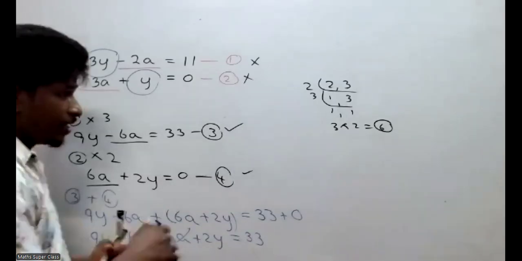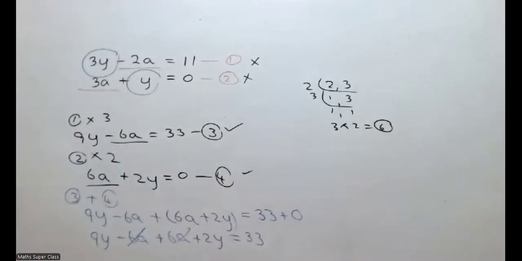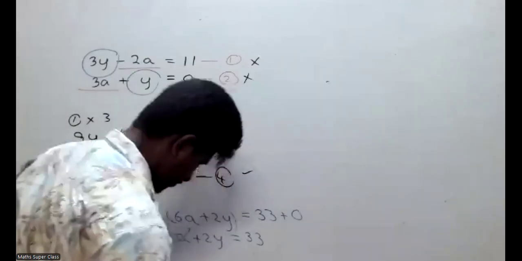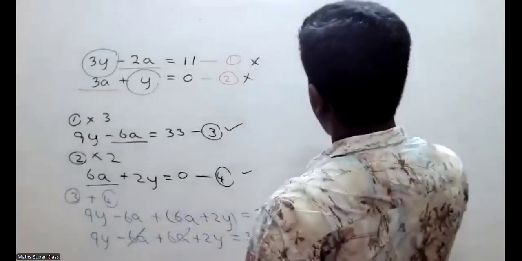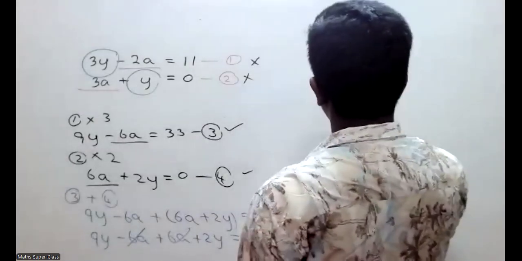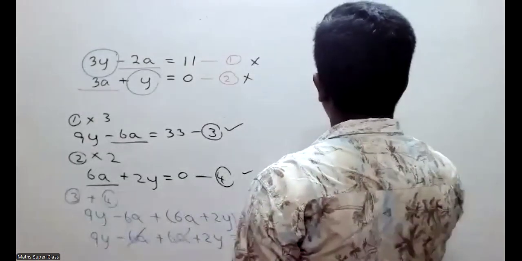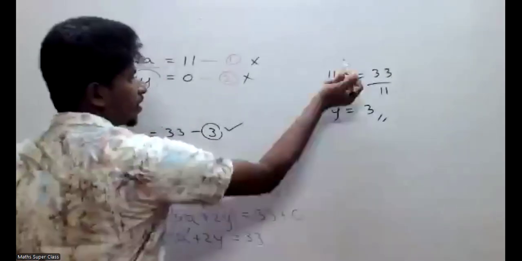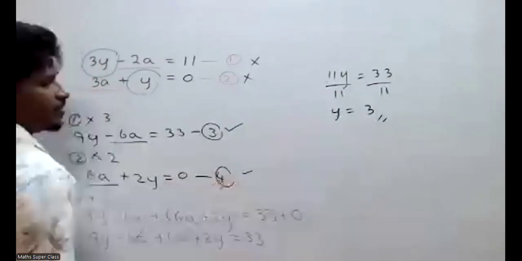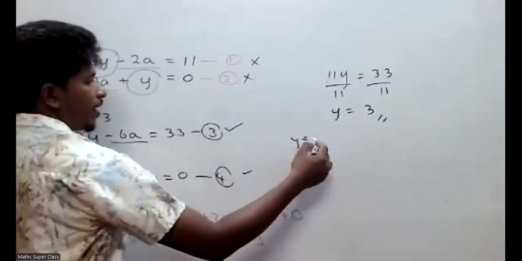Okay, I'll write that part here today and I'll erase this one. Now, 9y plus 2y, 11y equals 33. Should divide by 3, y equals 3. Sorry, should divide by 11. Both sides divide by 11. Now, y equals 3.